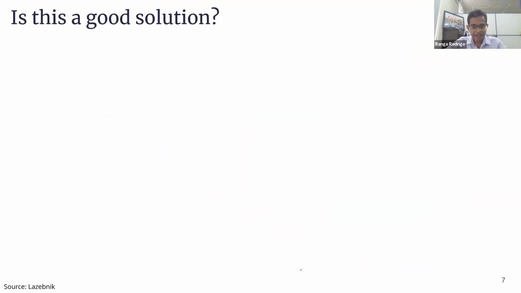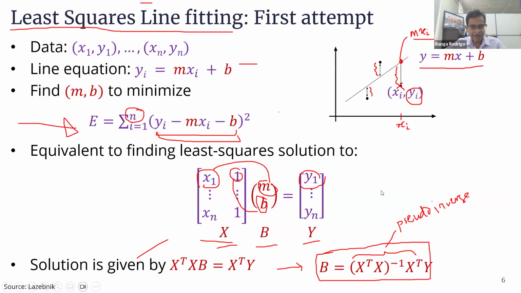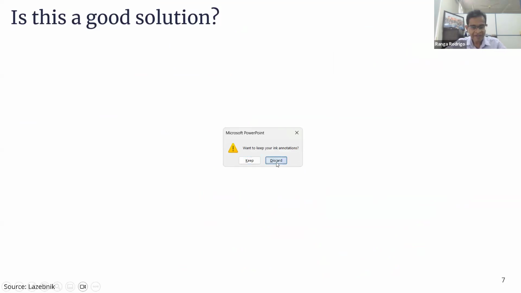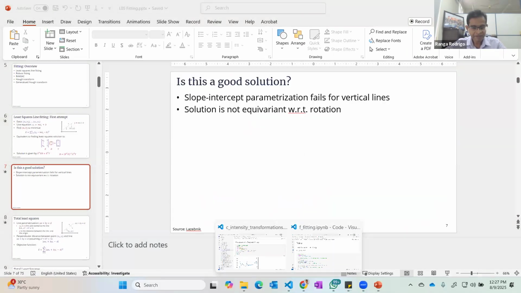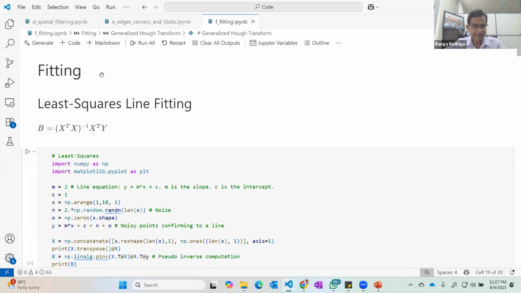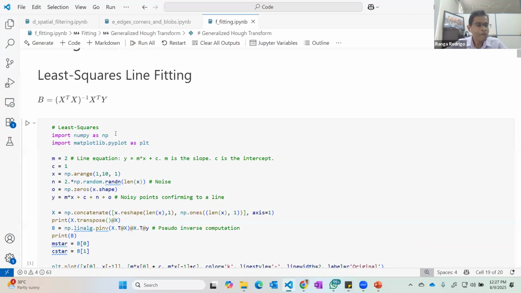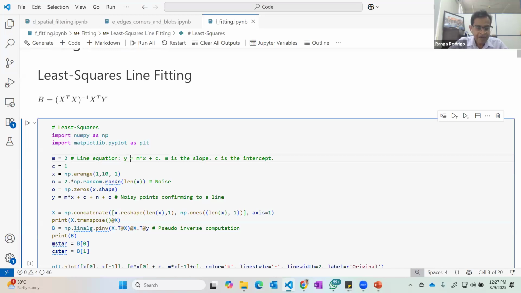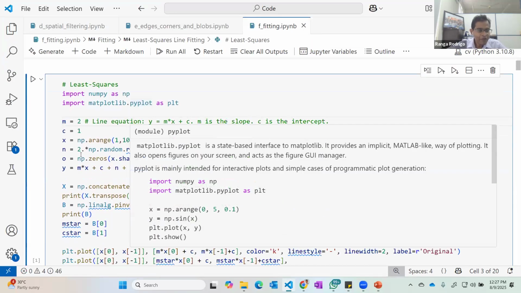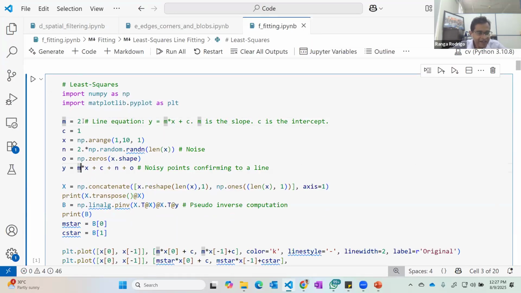So I will show the implementation of that. This is the equation, as you remember: X transpose X inverse, X transpose Y. Now, let's see how I have done that. I have taken m equals 2, and actually this is b, right? c equals 1. Maybe I can convert that to b.